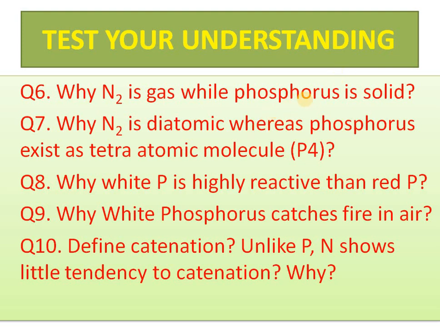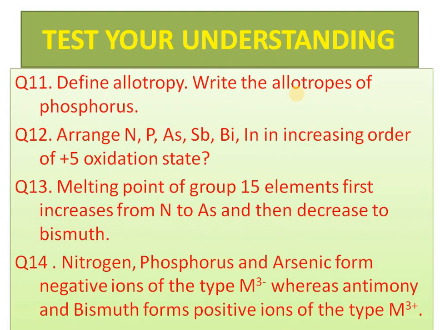Catenation: unlike phosphorus, nitrogen shows little tendency of catenation. That depends on the bond length and bond strength. Then allotropy, and arrange in increasing order of +5 oxidation state. You know that the +5 oxidation state will decrease down the group. The melting point of group 15 elements first increases from nitrogen to arsenic, and then decreases to bismuth, because this we have explained already in the video. You can just do it.